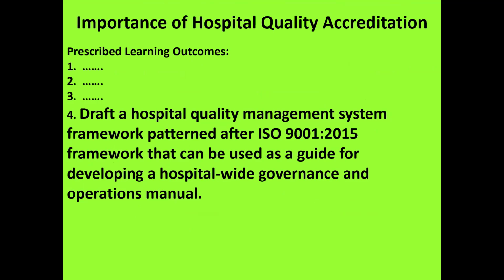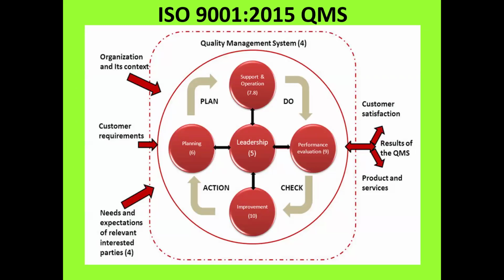We now go to the prescribed learning outcome. The fourth one, number 4: draft a hospital quality management system framework patterned after the ISO 9001:2015 framework, which can be used as a guide for developing a hospital-wide operations manual. This is the ISO 9001:2015 quality management system framework, which can be used as a guide or the starting point to draft the quality management system of the entire hospital.